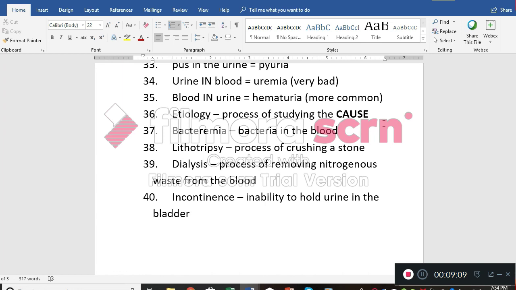Lithotripsy is the process of crushing a stone. And we're going to take a look at this tomorrow. It's basically like large sound waves that they direct into the abdomen, and they are so loud they can actually crush the stone so they can be passed through your urethra. Dialysis is the process of removing nitrogenous waste from the blood. And incontinence is the inability to hold urine in the bladder. So essentially, incontinence is when you pee yourself, when you sneeze or laugh or cough or all those sort of things.